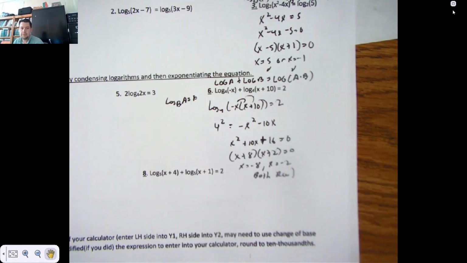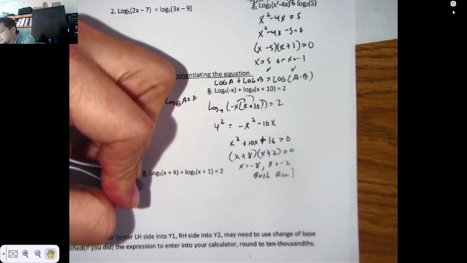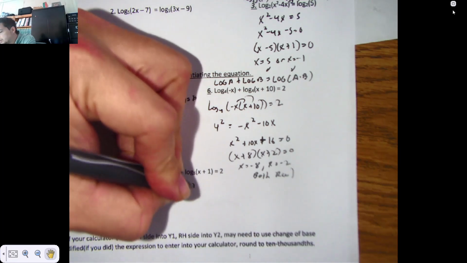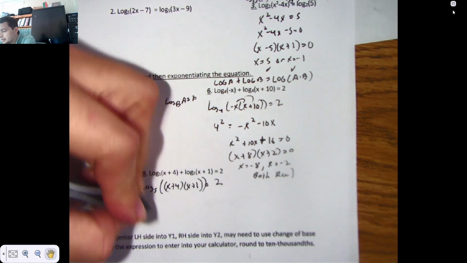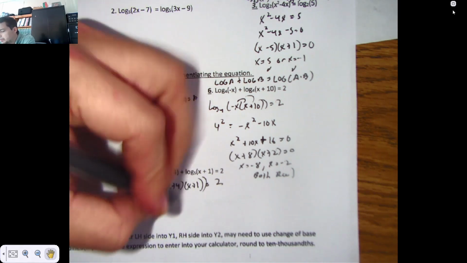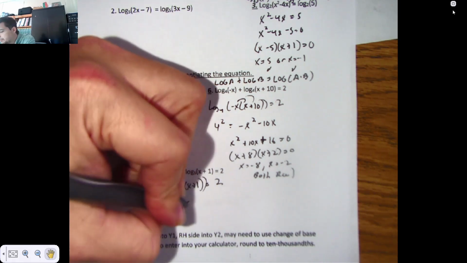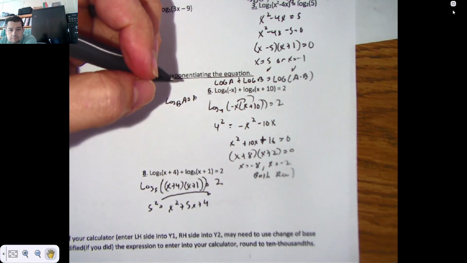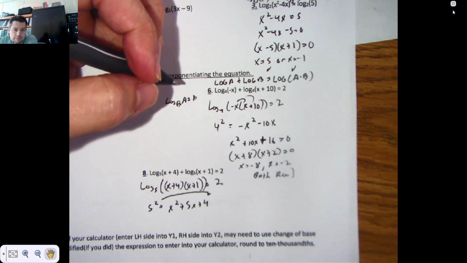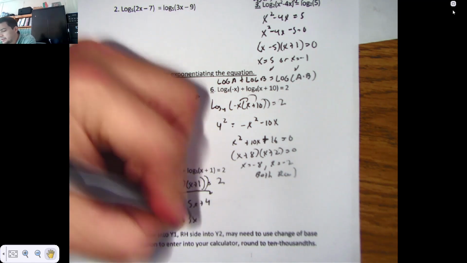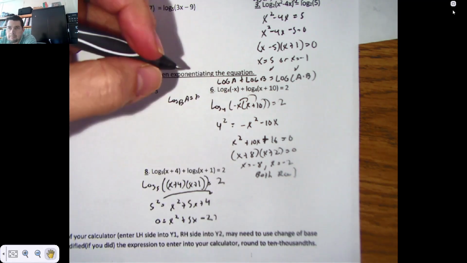Number 8 is highlighted as well. It's the same thing. Just condense them. A singular log base 5 that contains the product of x plus 4 and x plus 1 is now 2. So when I do my conversion, 5 to the second is equal to, I'm going to go ahead and FOIL, x squared plus, looks like 5x plus 4. I'm going to shift this guy over here and make him negative, because I want to be set equal to 0.